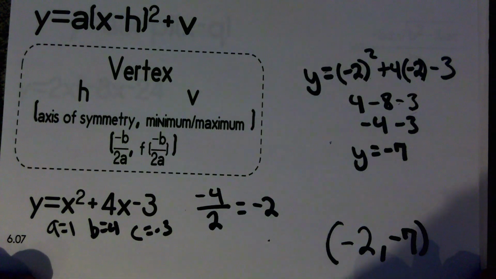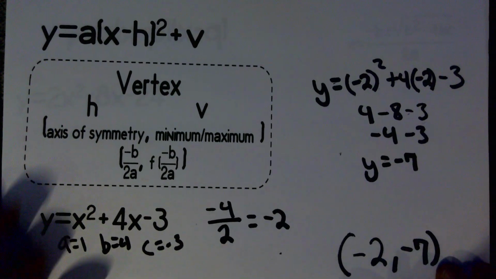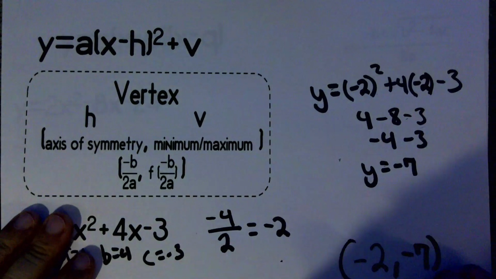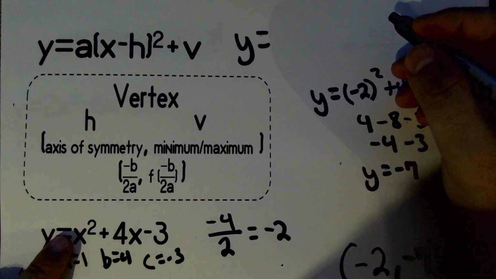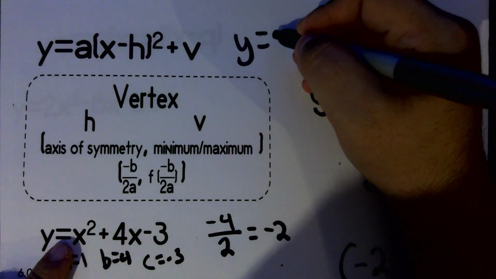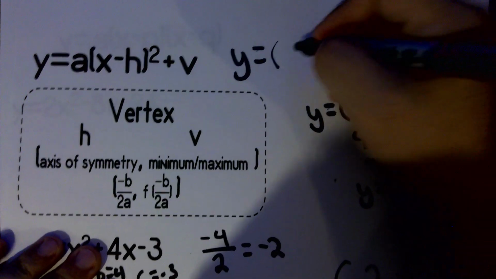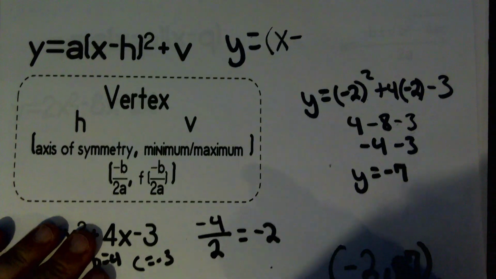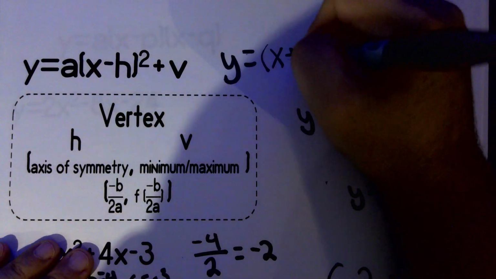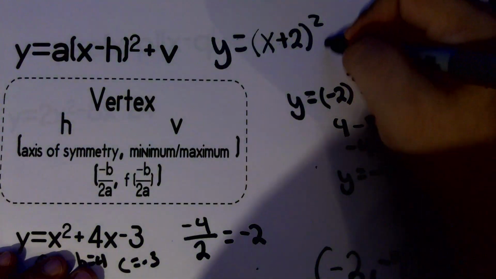Okay, so now that I've got my vertex and I've got all the information that I need, I even have my a, I can finally plug it into this formula right here. So y is equal to, my a has to be 1, so I can either put a 1 here or I can put nothing. It's implied. Parentheses, x minus, my h is -2, so it becomes a plus 2, squared. And then I've got a -7 at the very end.